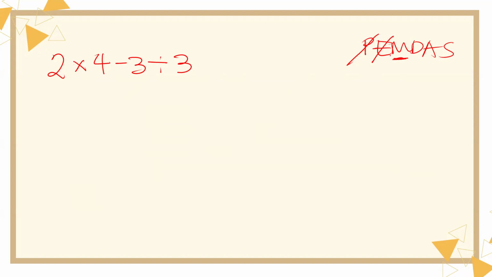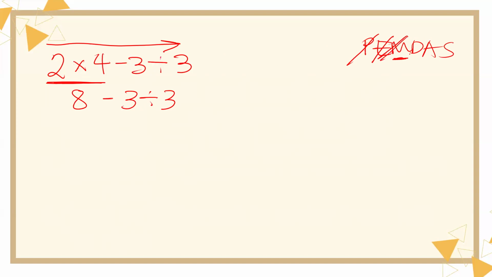So we start with multiplication, right? Which one do we multiply first? We multiply from left to right. So we multiply 2 times 4 first. What's 2 multiplied by 4? That's 8. Copy the rest: 3 divided by 3. So we're done with multiplication.